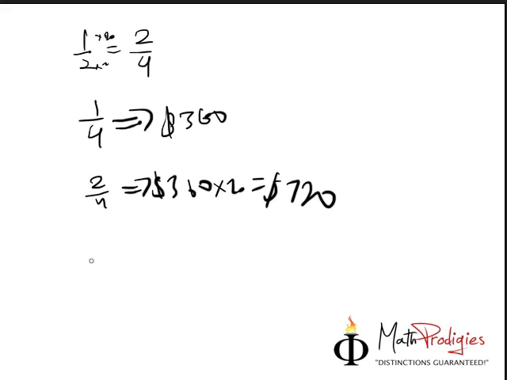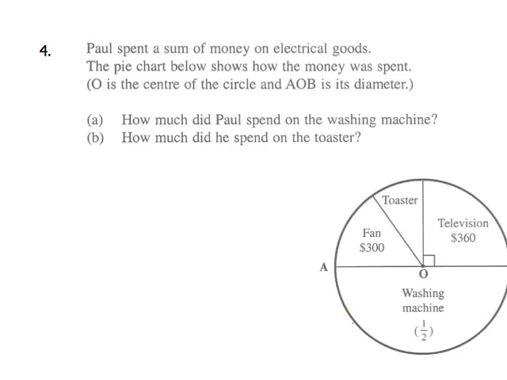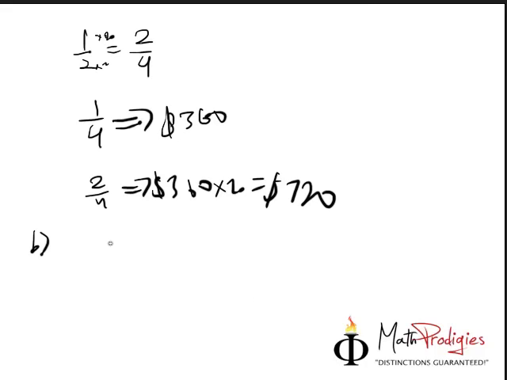Good job. And for part B, let's take a look at part B. How much did he spend on the toaster? Very simple. If this 1/4 is $360, this 1/4 on the other side is also $360. So how much did he spend on the toaster? 360 minus $300. Very, very simple. So 360 minus $300 is going to give you $60, and that is the answer. If you got those right, I'm going to give you a high five because you are a math prodigy.